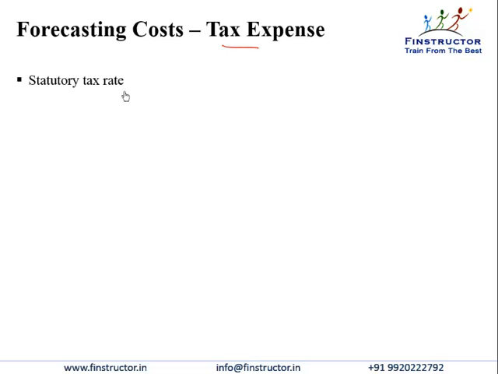So the statutory tax rate is the applicable corporate tax rate. For example, 30% or 35%, whatever it may be.